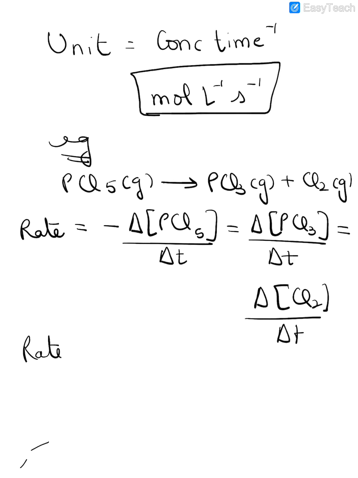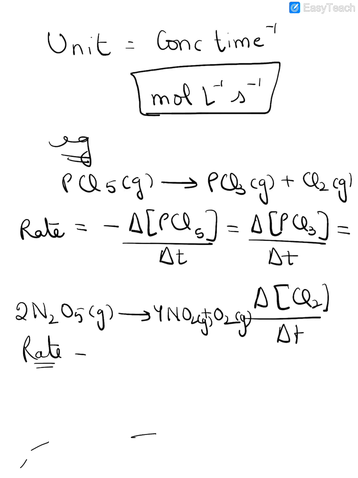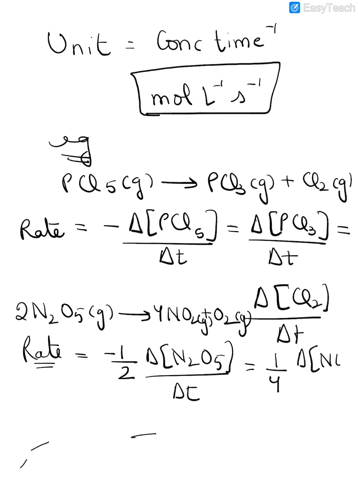Suppose we take another example. This is the example, right? If you want to write down its rate expression, then it is written as minus half of delta N2O5 per unit time, 1 by 4 delta NO2 per unit time, or delta oxygen per unit time. The above rates are known as average rate of a reaction.